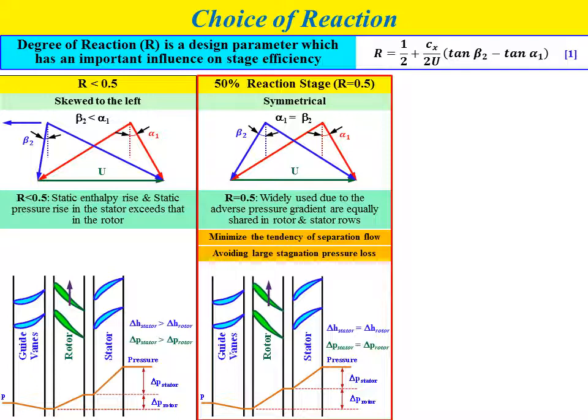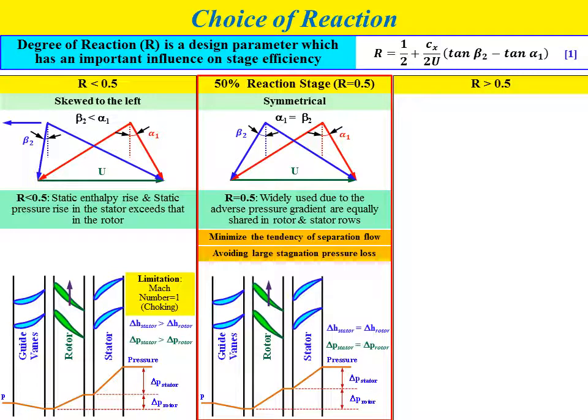The limitation for this category is that if we choose a degree of reaction lower than 0.5, we need to make sure that the condition will not arrive at a Mach number equal to unity, or equal to 1. If this happens in the actual operation of the axial flow compressor, the choking phenomenon will occur, and this will drastically reduce the efficiency of the compressor.